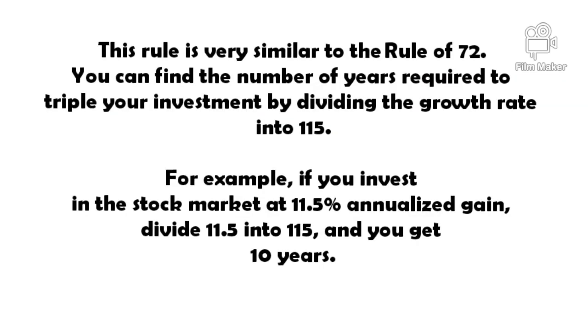Number 2. Rule of 115 to triple your money. This rule is very similar to the rule of 72. You can find the number of years required to triple your investment by dividing the growth rate into 115. For example, at 11.5% annualized growth rate from any investment platform, you can triple your investment in 10 years.